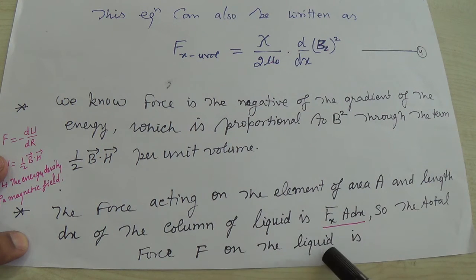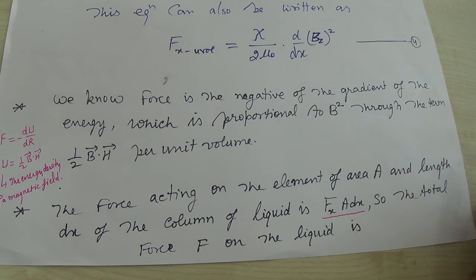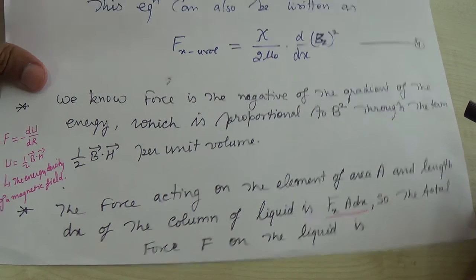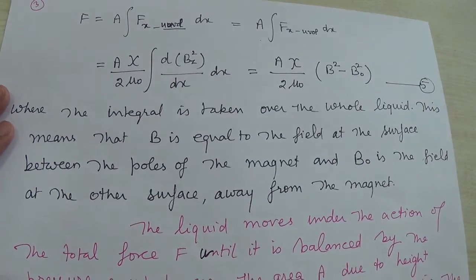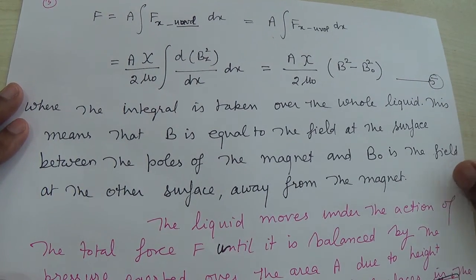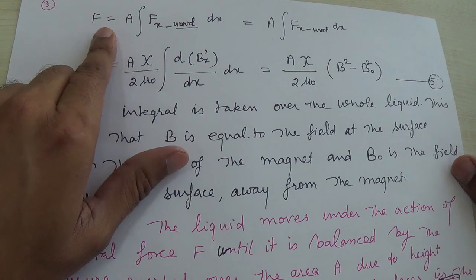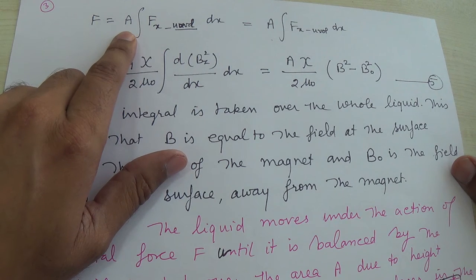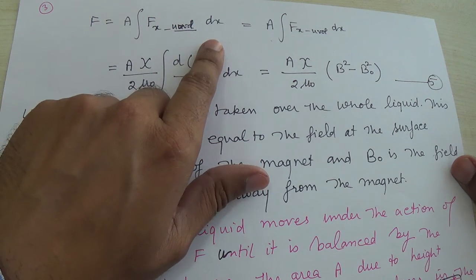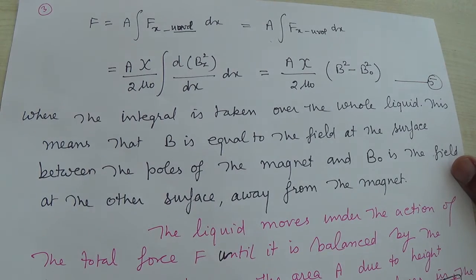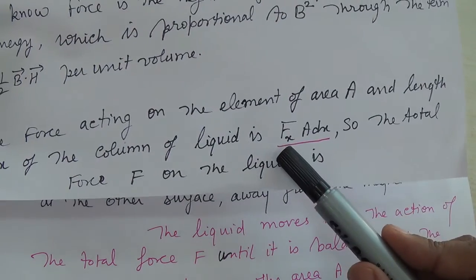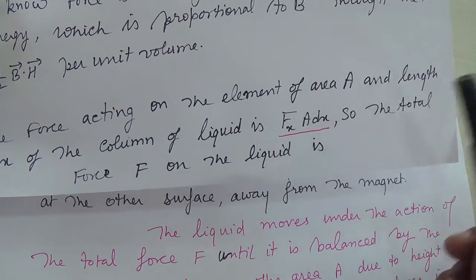So the total force F on the liquid, so this is the force on a small element of dx, and now we are trying to find out the total force on the liquid. For that we have to just integrate the force within the limit of x. So here F is equal to A, integral of that force with respect to x. How we defined earlier the force on any element, Fx A dx, right?